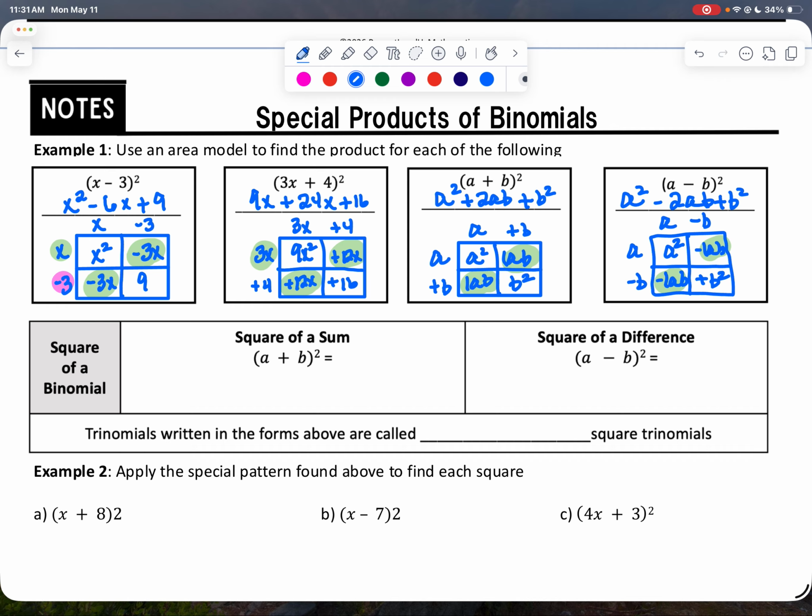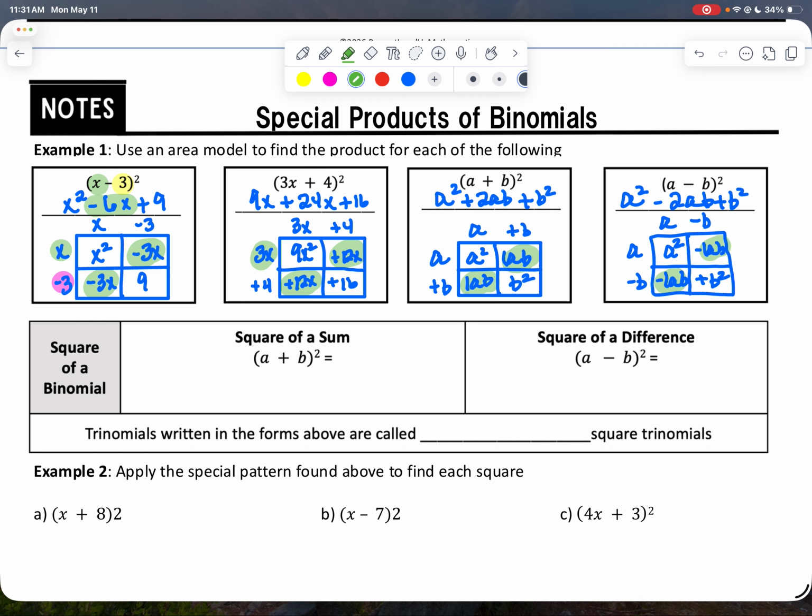Every time we squared a binomial, we were squaring the first term, squaring the last term, and then something special was happening to that middle term. So look at our first problem. Our first term was x, our second term was 3. And when we squared that, our middle term became negative 6x. So can you see that we multiplied it and then doubled it?